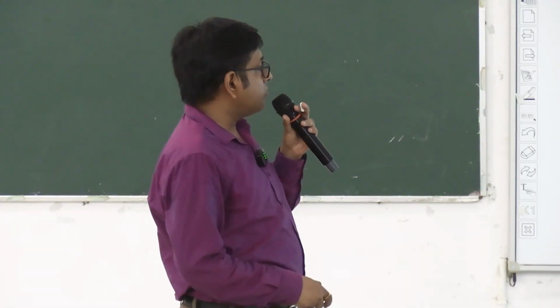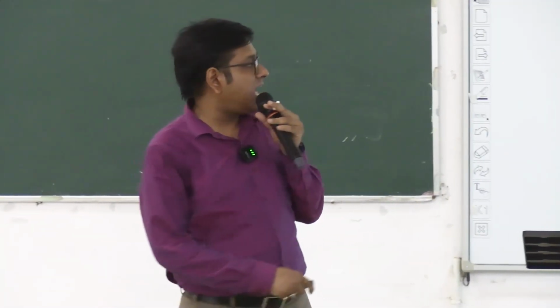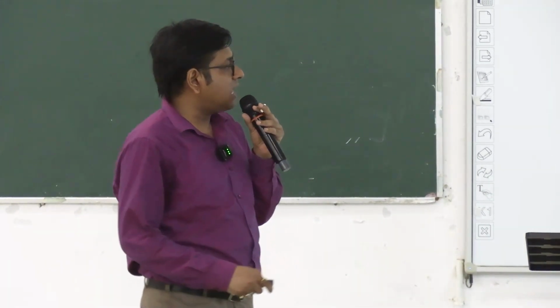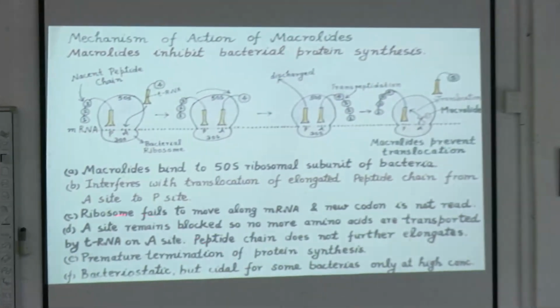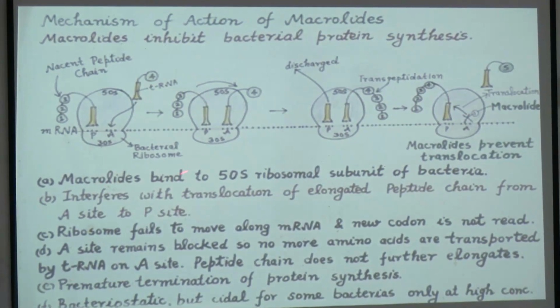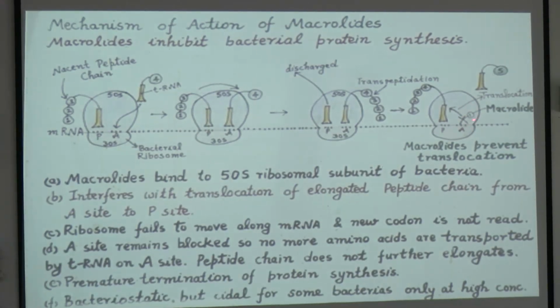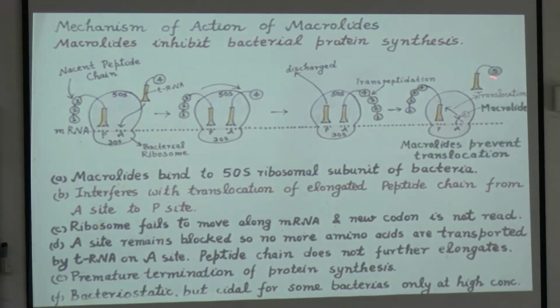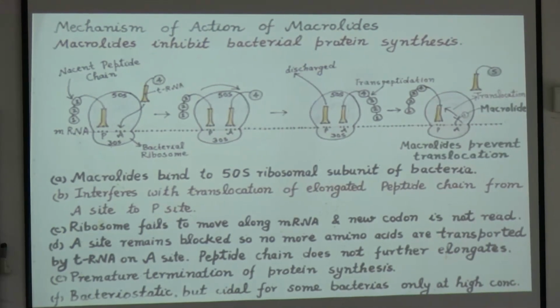Now you have to read this and try to understand whether whatever we have discussed is clear to you or not. Just go through these lines. These are the points you have to write down if the mechanism of action of macrolides is asked. So if you understand, you will remember, otherwise you have to memorize. Macrolides bind to the 50S ribosomal subunit of bacteria. Macrolide binds in the upper 50S, the larger part of the ribosome. And macrolide interferes with translocation.